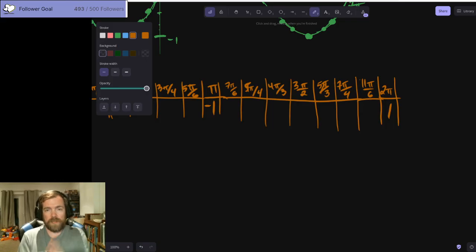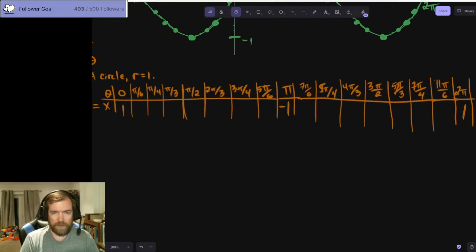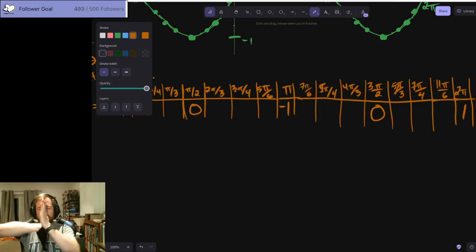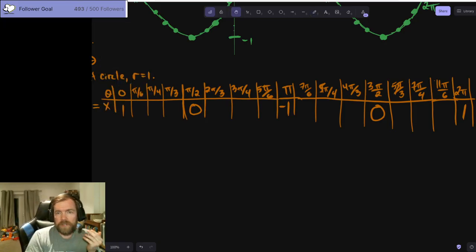All right, same thing with our pi over 2 and 3 pi over 2. In this case, our horizontal value is 0, because now we're going straight up and down. We're not going side to side at all. So pi over 2 and 3 pi over 2 are 0 for our cosine. We're looking at the x values, the x distances. So then where does that leave us?